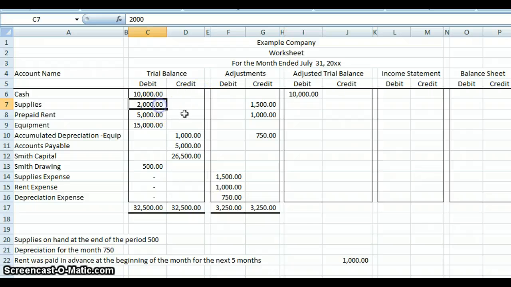So we'll come to supplies. If I look at supplies, I have a $2,000 debit and a $1,500 credit. Since supplies has a normal debit balance, this is a reduction in supplies.